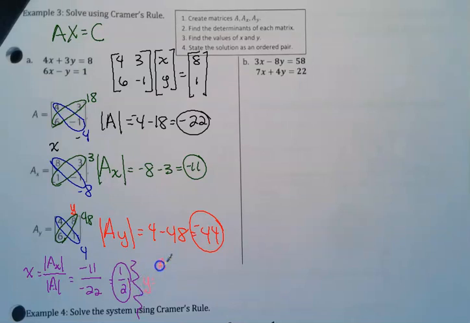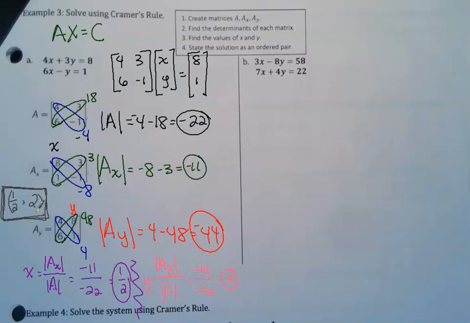For y equals the determinant of A sub y divided by the determinant of A. A sub y is -44. The determinant of A is -22. So this is a +2. So the solution to this set is 1/2, comma, 2. That is the solution to this system.